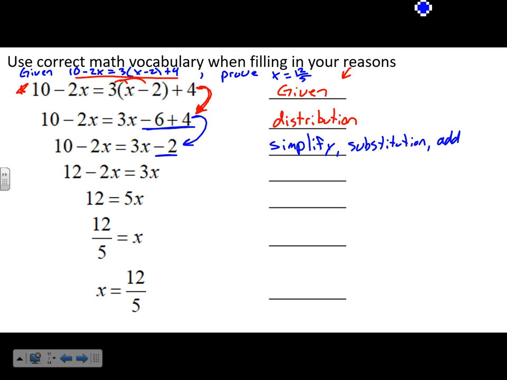So then, again, how did we go from the step we were just at to the next one? It looks like we added 2 to both of these sides. Well, you added 2 to both sides, so that means that's the addition.